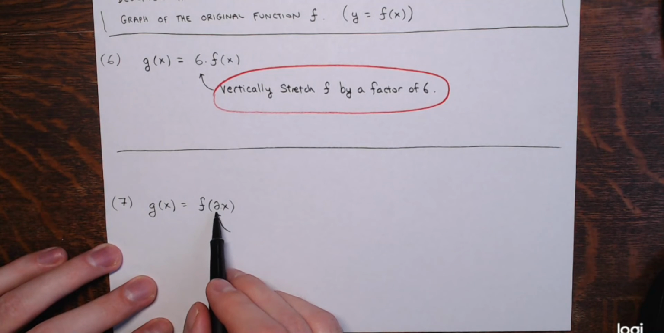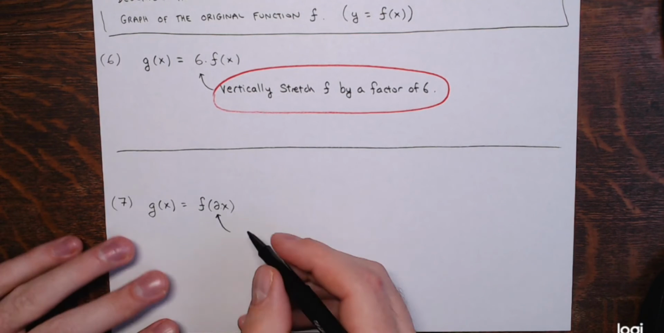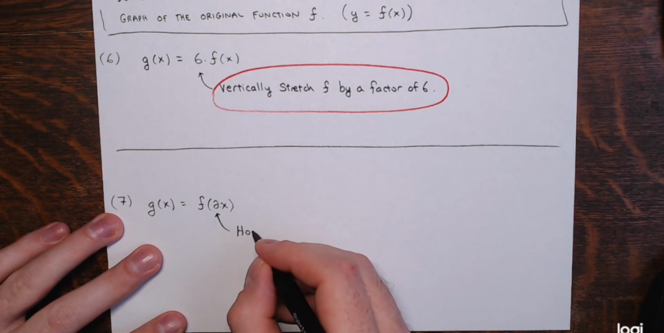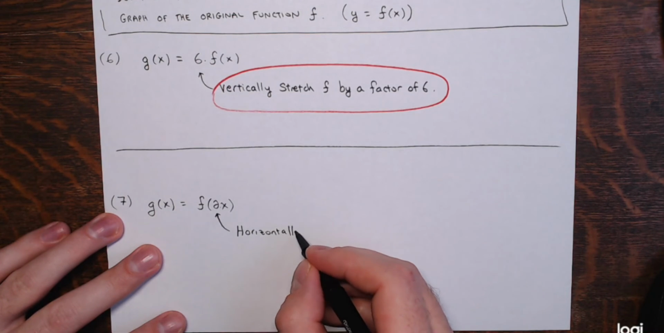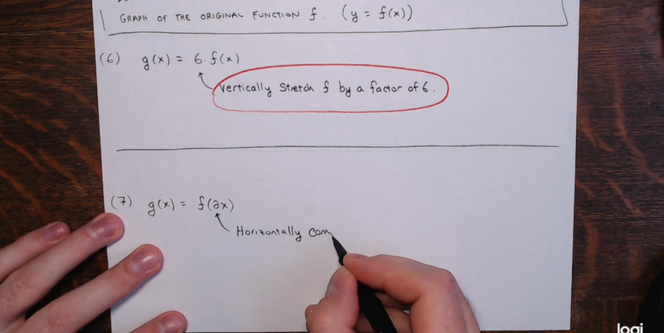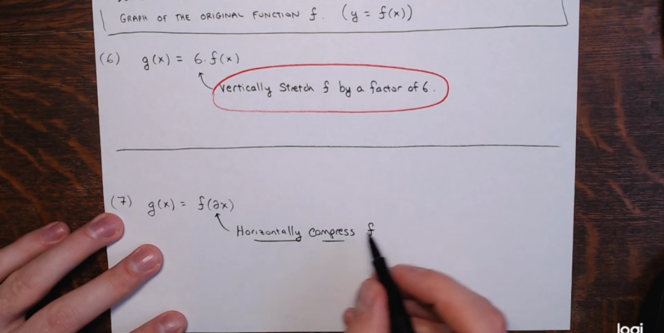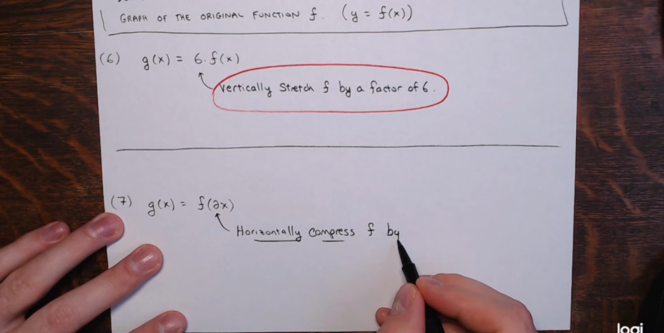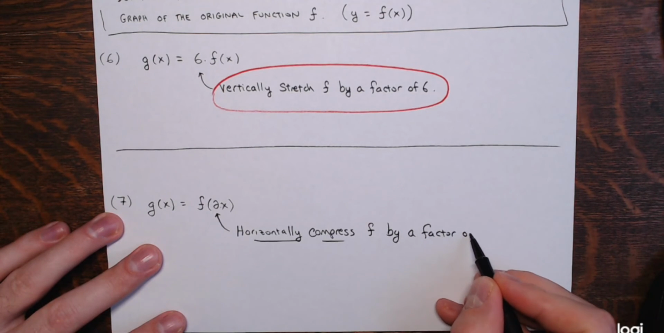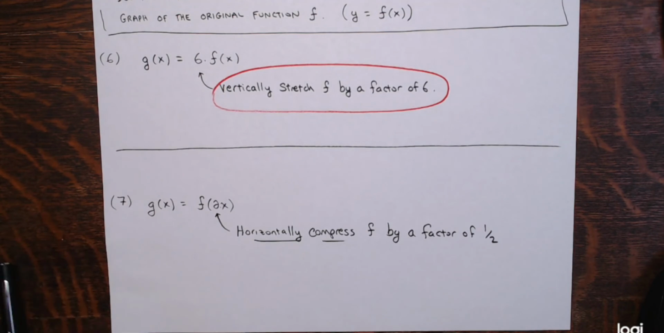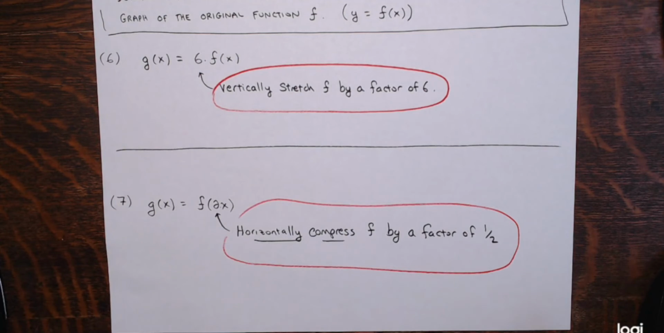That's less than 1, right? This number is bigger than 1. The reciprocal would be less than 1, so you'd have a horizontal compression. Right? This is going to cause a horizontal compression, or this will horizontally compress f by a factor of a half. All right, and again, that's all they wanted, but I'll show you an example.